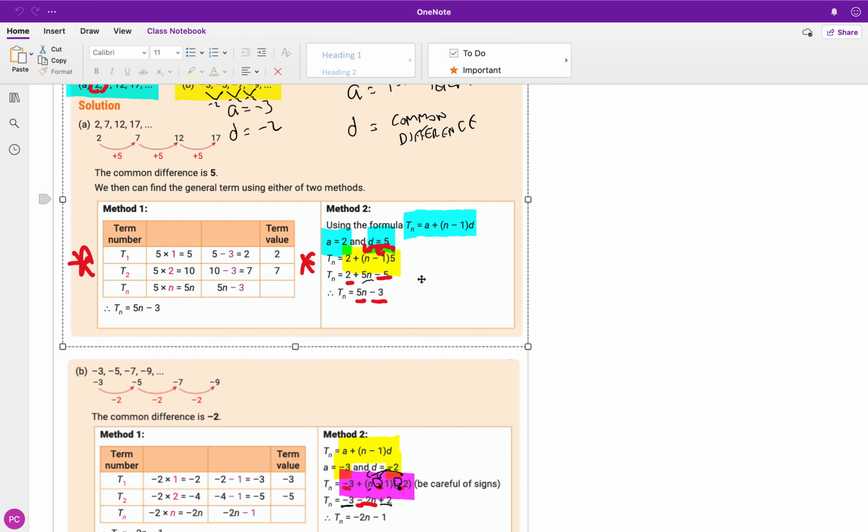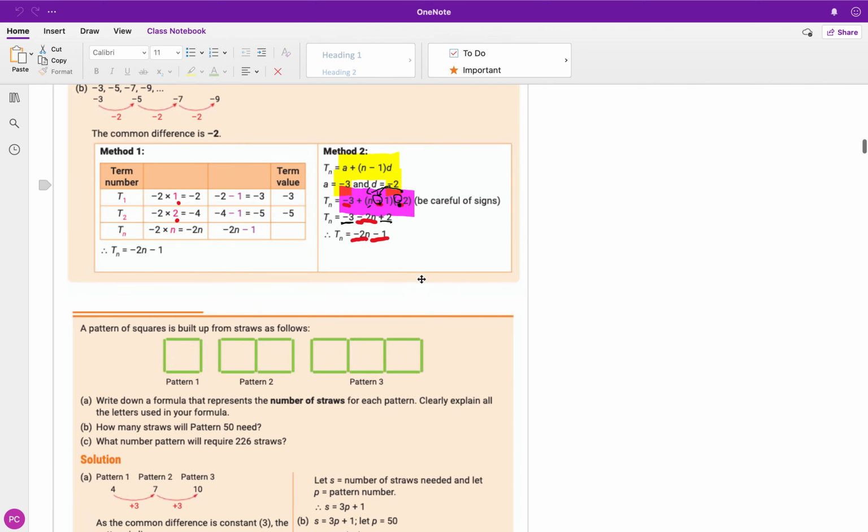-3 plus 2 gives us -1, and -2n stays the same way it is. So there is your term. And again, you can do that in the brackets as well. So you can multiply this by -1, this by 2, and it will give you the same answer. Personally, I like method 2 more than method 1.